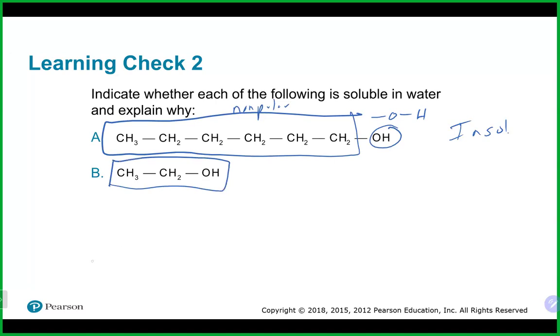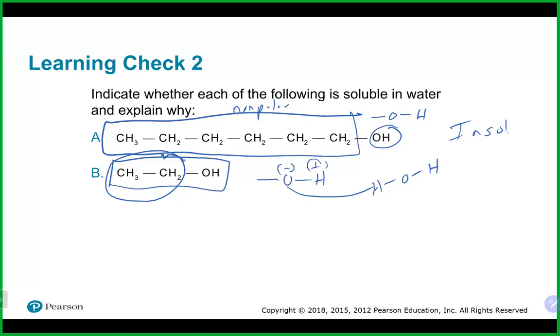How about the second one? Second one's good to go. It's smaller here, less than 4 carbons. And again, it's got that OH group at the end of it, which is going to allow it to interact really well with water molecules through hydrogen bonding.